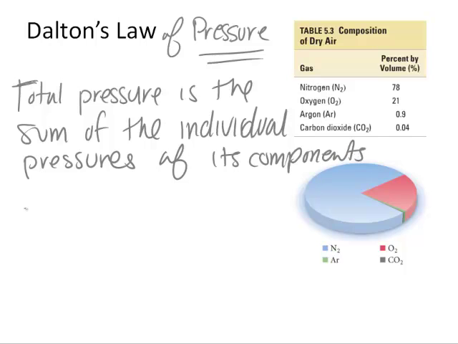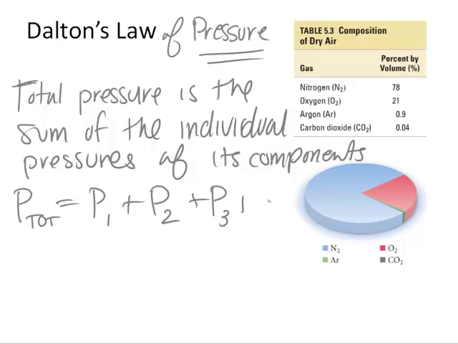Okay, we can mathematically show that by total pressure. P sub TOT equals the pressure of the first component plus the pressure of the second component plus the pressure of the third plus the pressure of the fourth, and so on until you get all the individual partial pressures. So if we look at the composition of air, we can see that the 4 main components that make up 99.99% of the air are nitrogen at 78%, oxygen at 21%, argon coming in third at 0.9%, and then carbon dioxide around 0.04%.